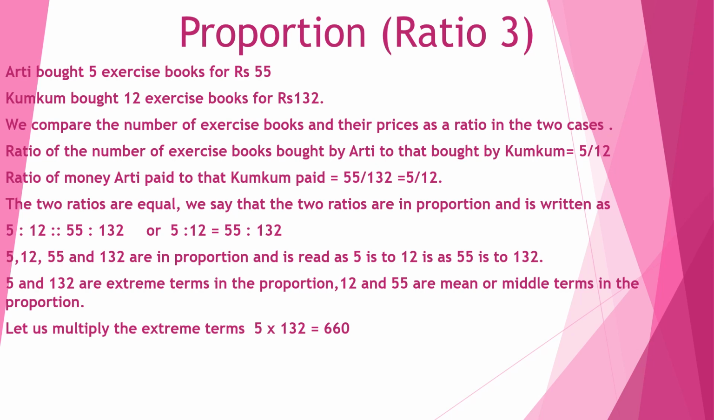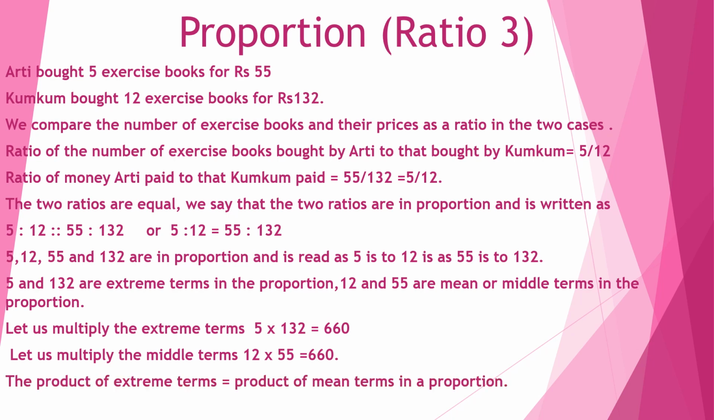Let us multiply the extreme terms. 5 multiplied by 132 is equal to 660. Let us now multiply the middle terms, that is 12 multiplied by 55. This comes out to be equal to 660. What do we observe? The product of the extreme terms is equal to the product of the mean terms in a proportion.